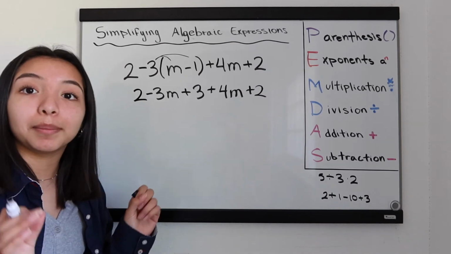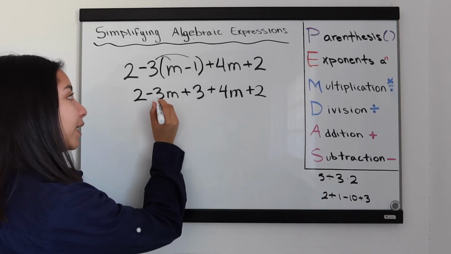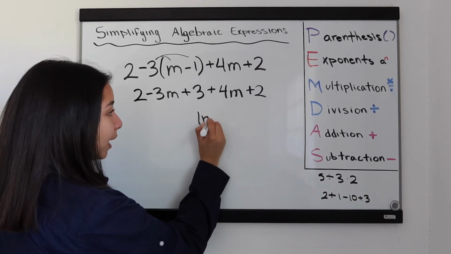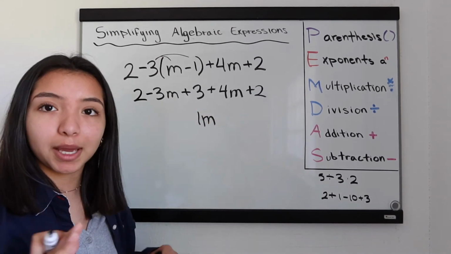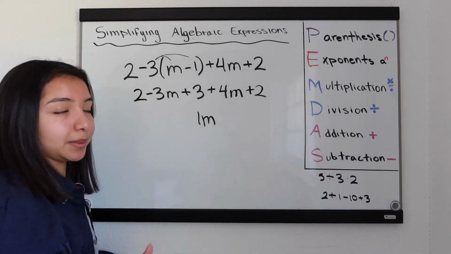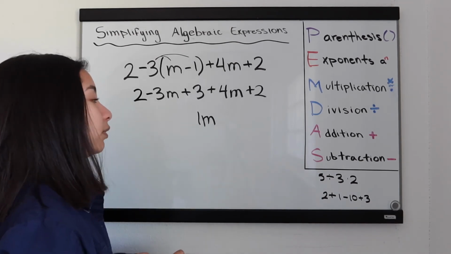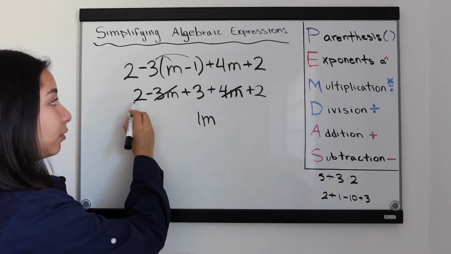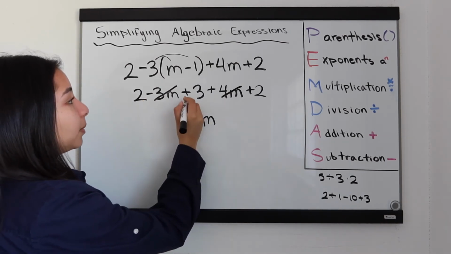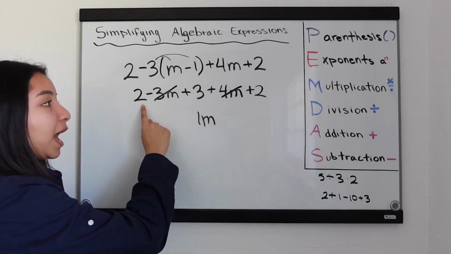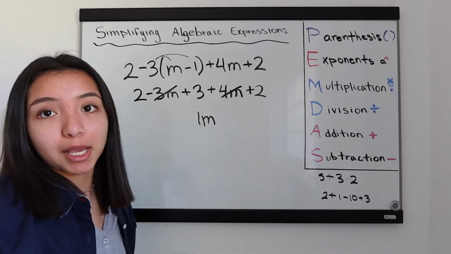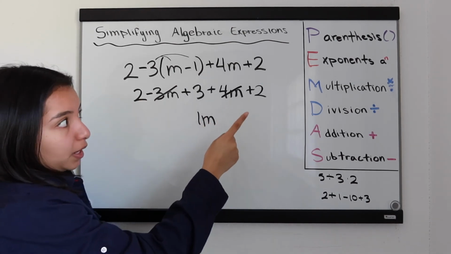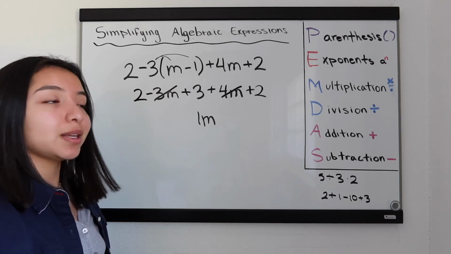Now what you're going to do, combine like terms. So you're going to do negative 3m plus 4m. That's going to be 1m, or it could just be m. Doesn't matter. 1 times anything is just whatever that number is. These cancel out because we got 1m. Alright, and then we're left with 2 plus 3 plus 2. And you're just going to add them because they don't have a variable. They're just numbers. So 2 plus 3, 5, plus 2 is 7.